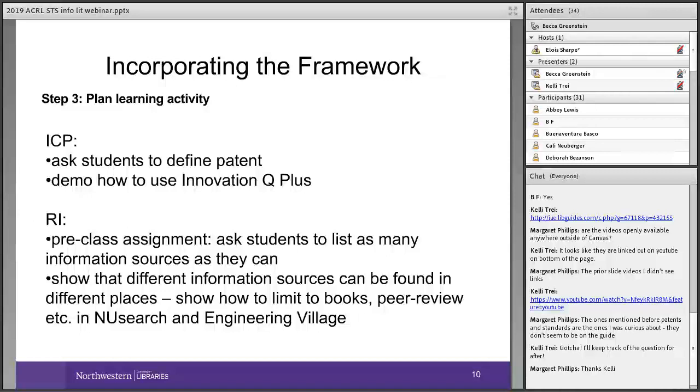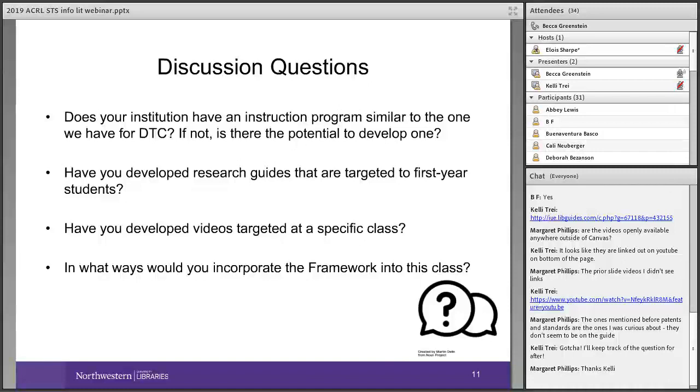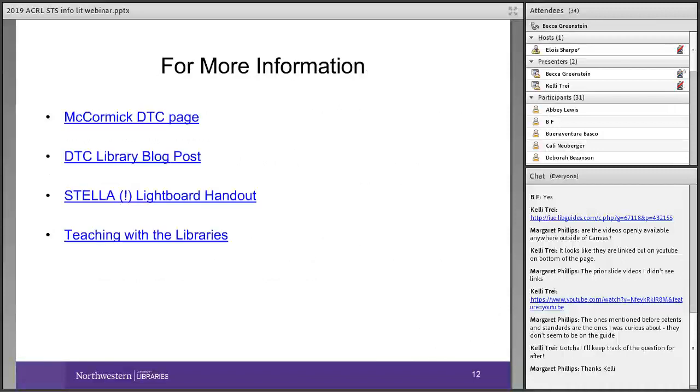I haven't used this exact class plan in a class, but I've definitely taken bits from it. As you can see, we're talking about patents, we're talking about different types of databases. So that is what's happened. So the next slide is some discussion questions that I've come up with, but I'm going to flip away from these really quickly because I don't want to forget that I also have some links for more information here. So we'll go back to the discussion questions in a second.